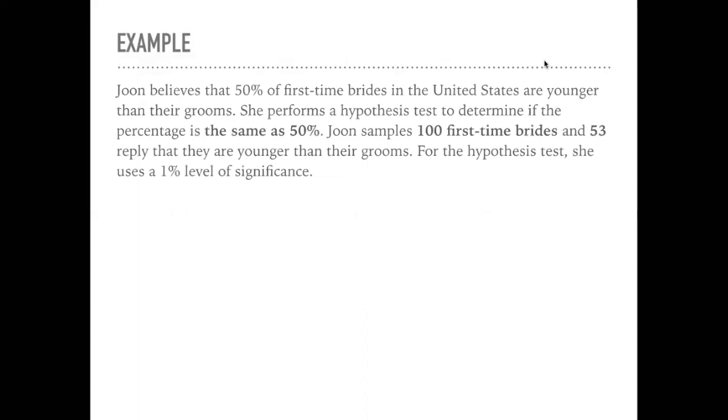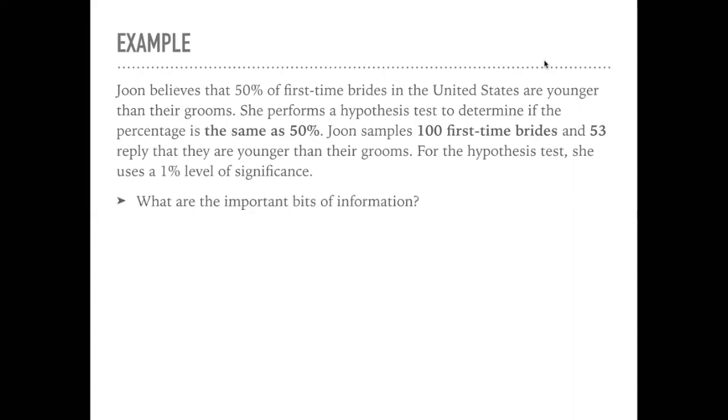So here in our example, we have June. June believes that 50% of first-time brides in the United States are younger than their grooms. She performs a hypothesis test to determine if the percentage is the same as 50%. She samples 100 first-time brides, and 53% reply that they are younger. 53 of the 100 reply that they are younger than their grooms. For the hypothesis test, she uses a 1% level of significance.